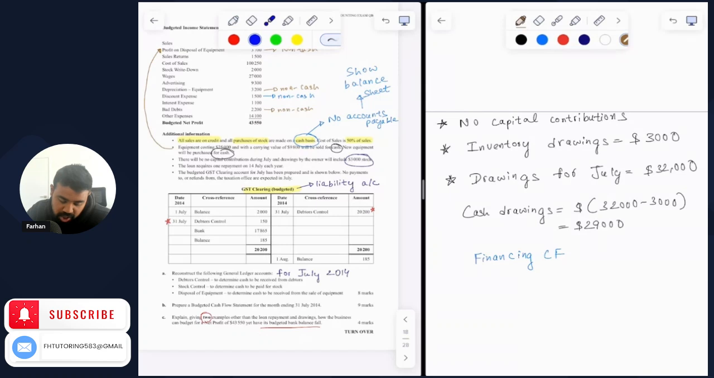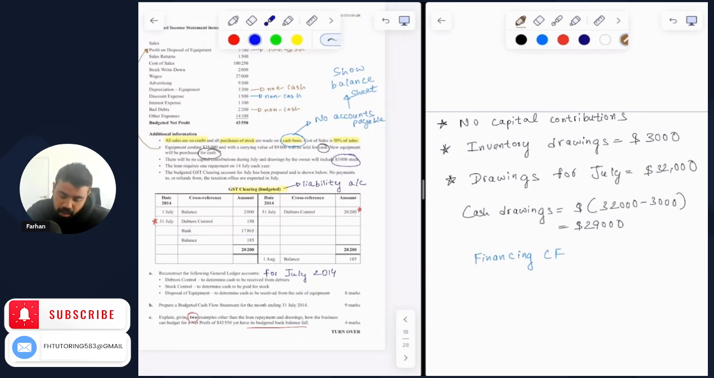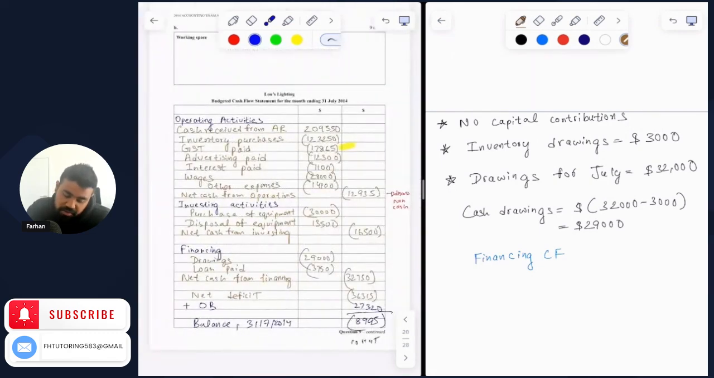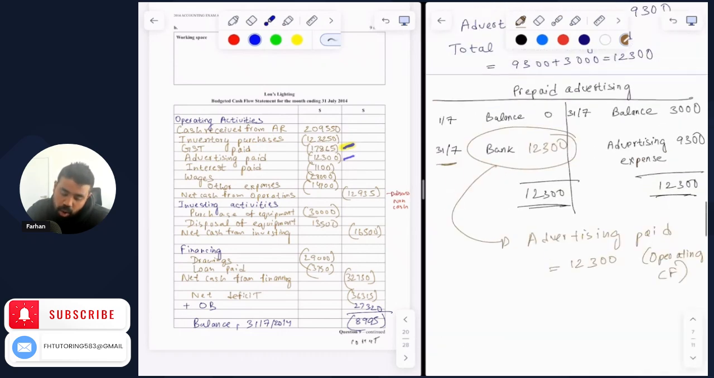So look for the GST paid on the debit side, which is 17,865, as you can see here. We know this is paid because it clearly mentions bank as the cross-reference, okay? So this is 17,865 taken from the GST clearing account. Then we have advertising paid of $12,300 in negative, which is just what we derived a while ago. Then we have interest paid of $1,100. We did not have any accrued interest. Normally, you can expect to find accrued interest in questions like this.